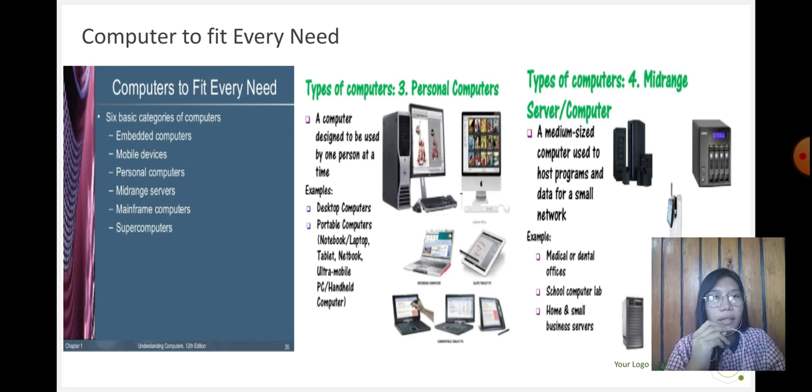Computers to fit every need. Six basic categories of computers: embedded computers, mobile devices, personal computers, midrange servers, mainframe computers, and supercomputers.